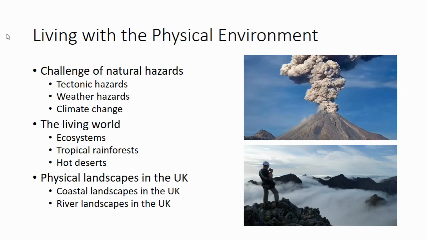Paper 1, Living with the Physical Environment, is all about natural hazards: earthquakes, volcanoes, tropical storms, climate change. Then there's a unit on the living world, ecosystems, rainforests and deserts. And then the physical landscapes in the UK is all about coasts and rivers. Okay. And in each of those, we look at examples and case studies, so named examples of places around the world that we can look at in detail.